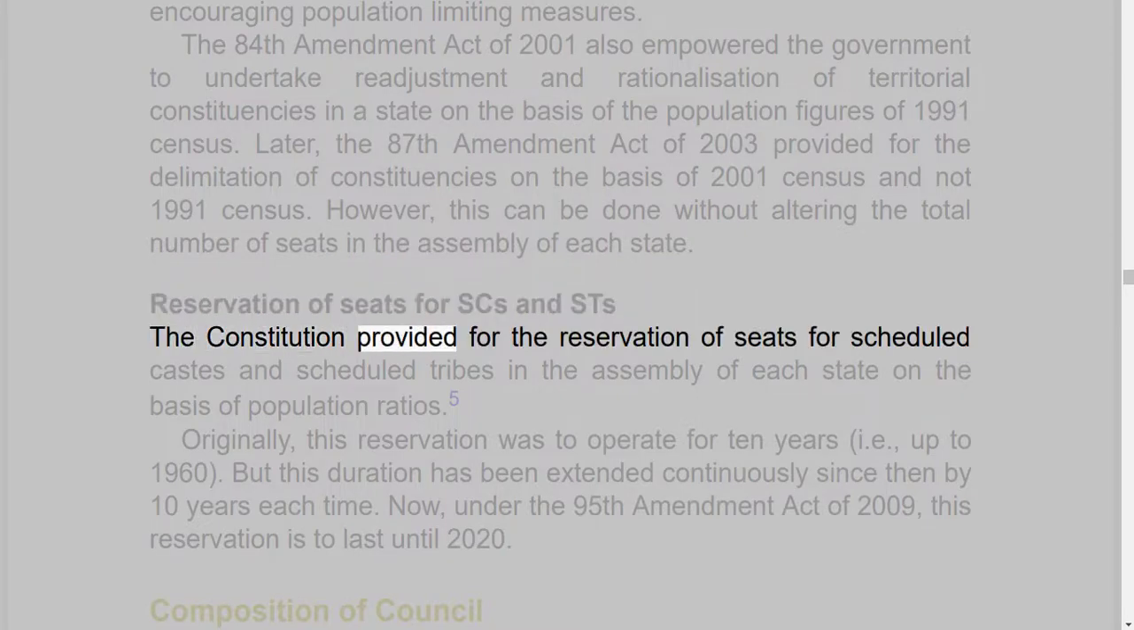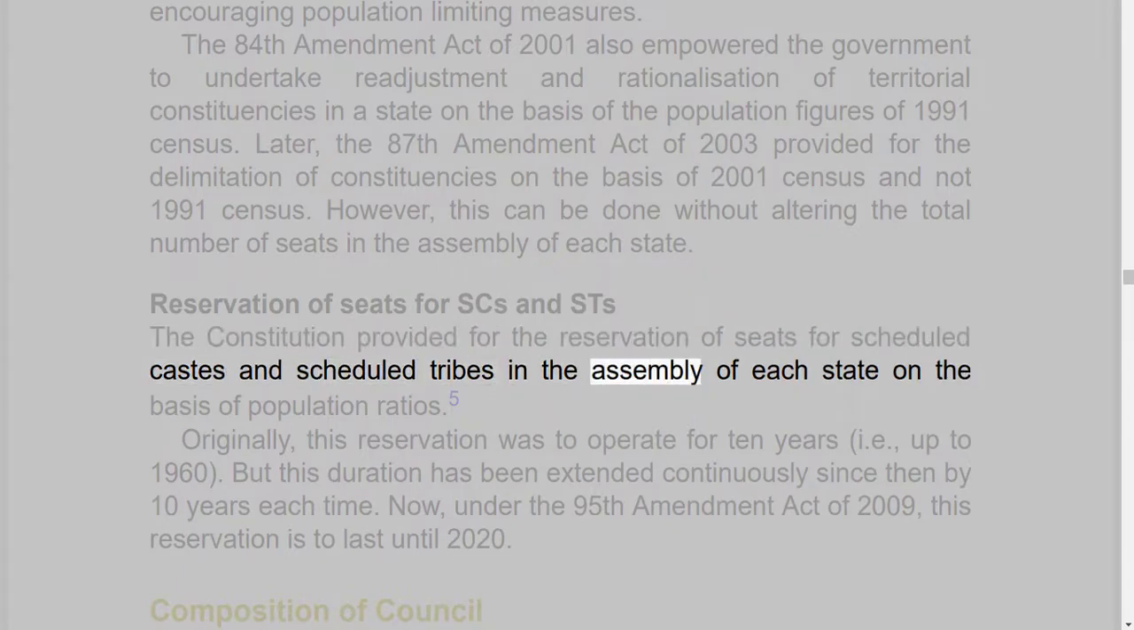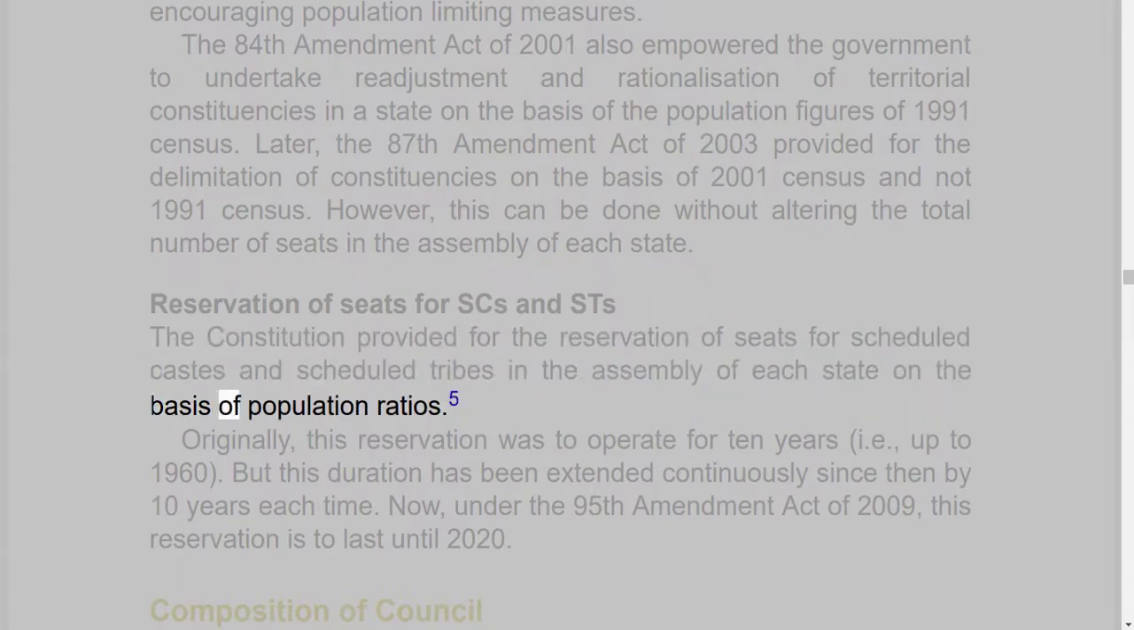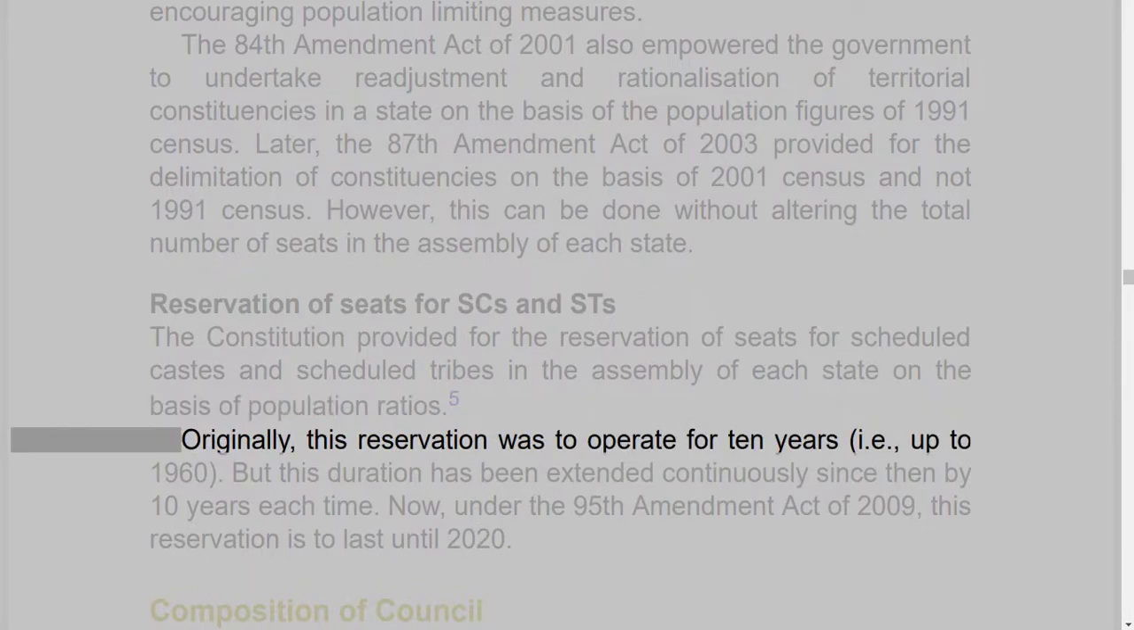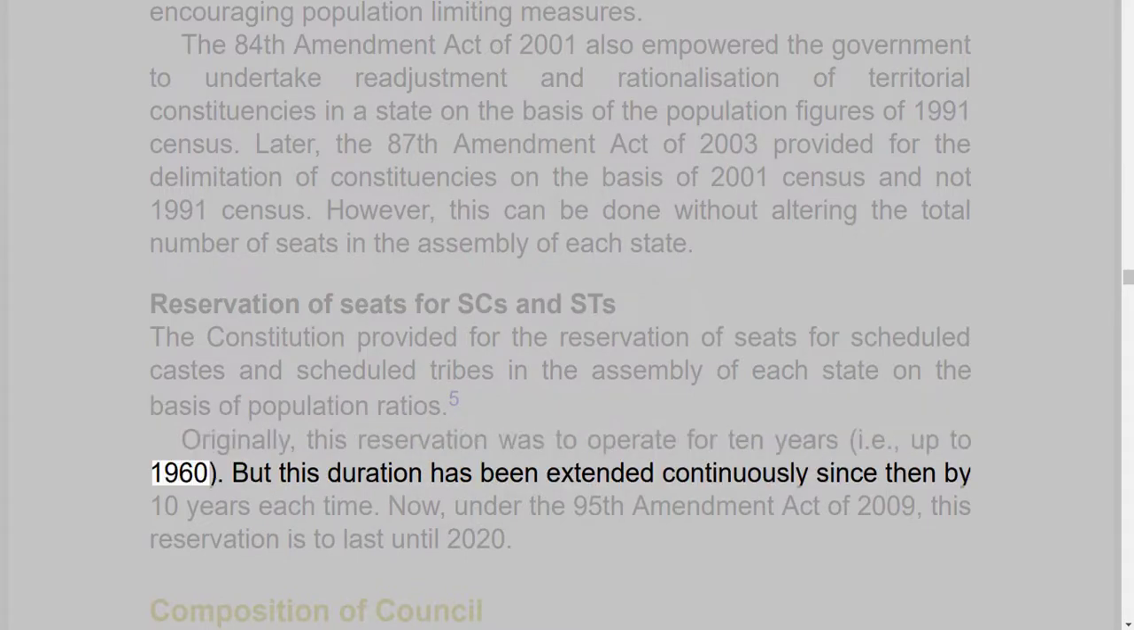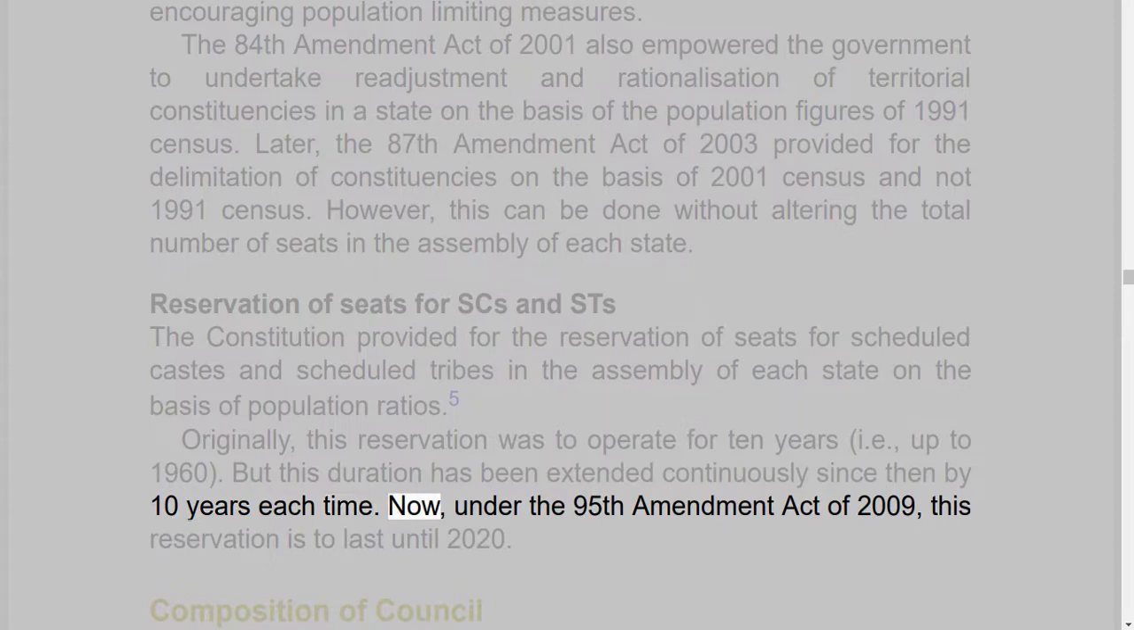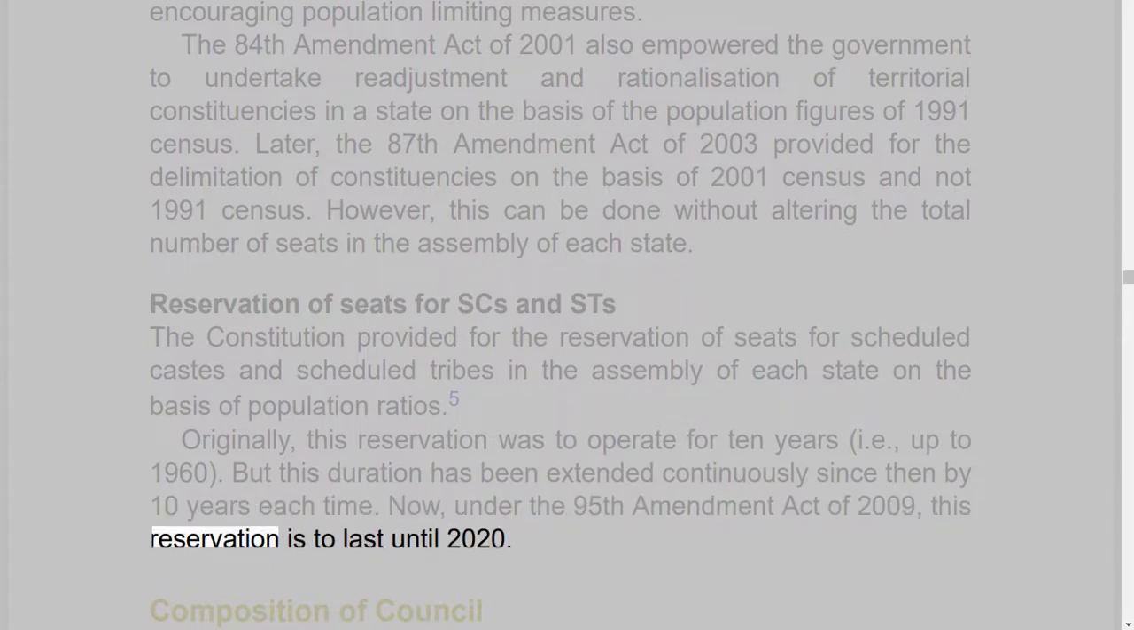The Constitution provided for the reservation of seats for Scheduled Castes and Scheduled Tribes in the assembly of each state on the basis of population ratios. Originally, this reservation was to operate for 10 years, i.e., up to 1960. But this duration has been extended continuously since then by 10 years each time. Now, under the 95th Amendment Act of 2009, this reservation is to last until 2020.